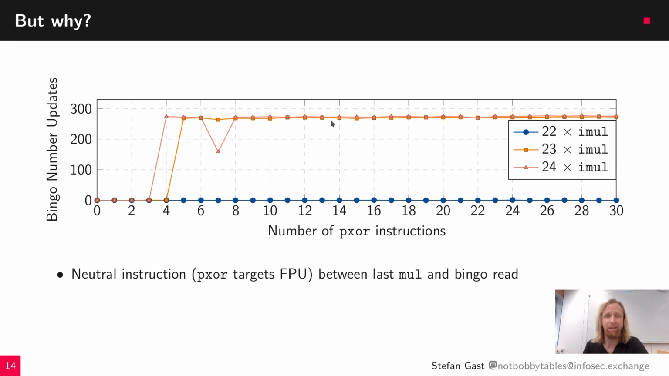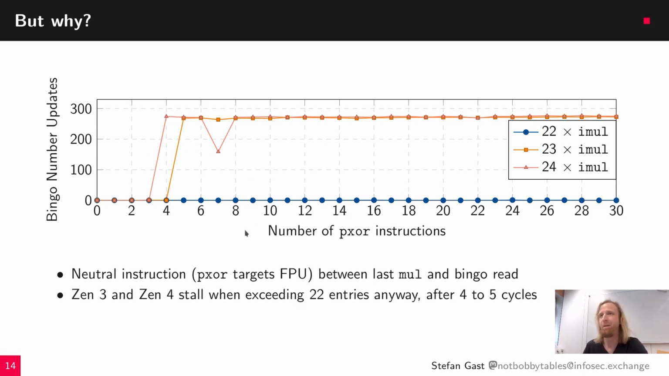But why do we get the correct capacity with this approach and not with the hardware timer reads or performance counters? Well, we did tests with a neutral instruction after the last multiplication and before the second bingo read. And there we observed that basically Zen 3 and Zen 4 stall when we exceed 22 entries anyway. It just takes a little while. And that's basically the reason why prior work observed a lower capacity.